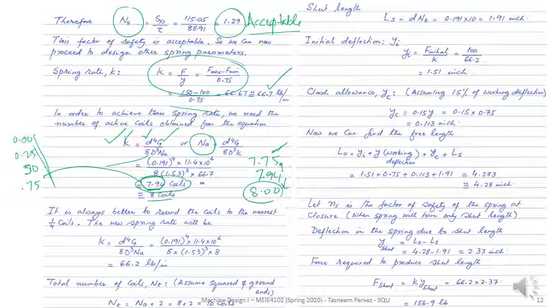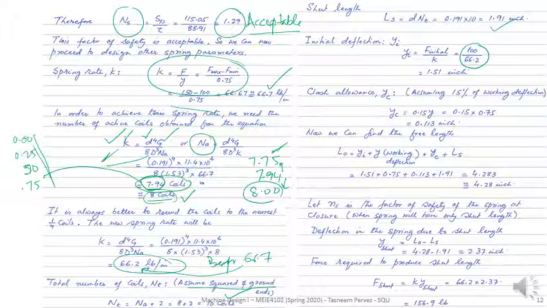But here, if my coil has changed, it means the K will change again, and that's what I did. Before, what was K? Before K was 66.7. Now it has changed to 66.2. So once the coils are known, I assume the end condition. I know what is the total number of coils. I can find out what is the solid length. I can find out what is the initial deflection here.